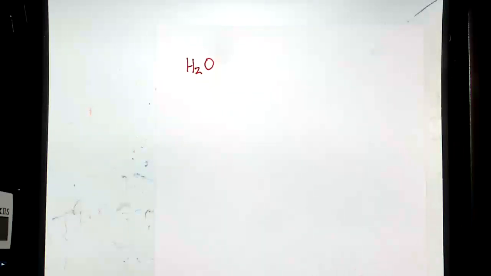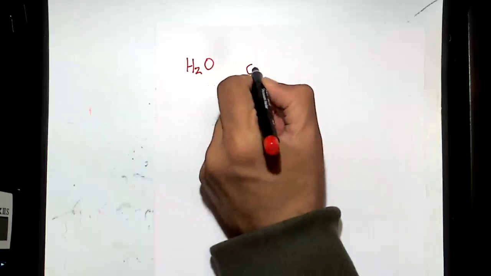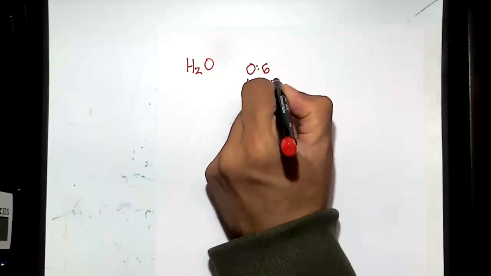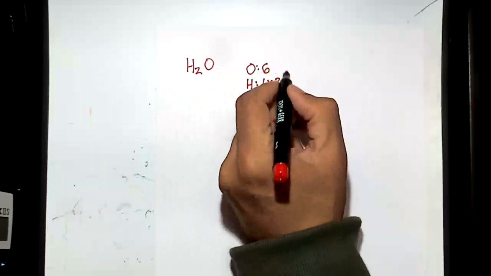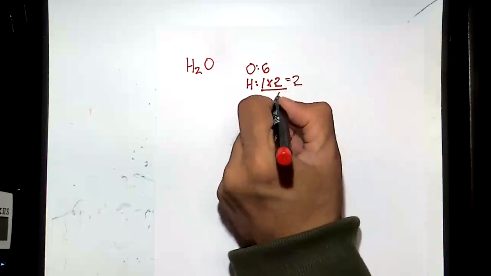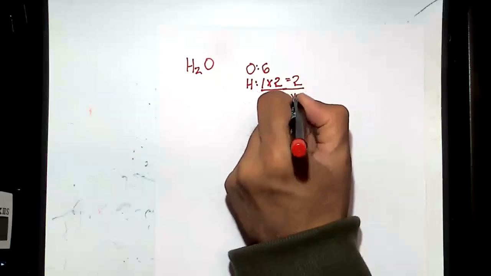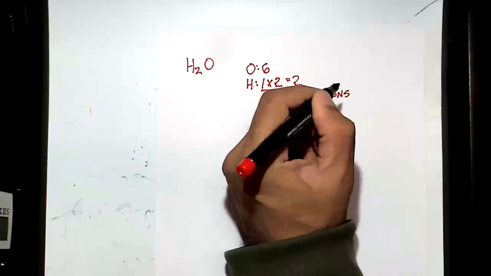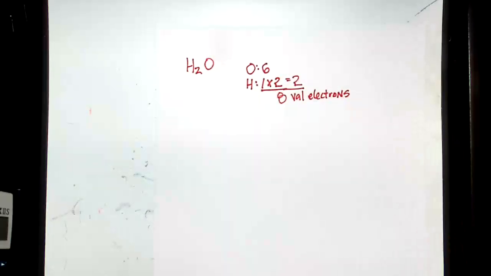All right, how many total electrons do we have to get in water? Oxygen is happy at 6, hydrogen is happy at 1, but we have 2 of those. So our goal is to get 8 valence electrons around the water molecule. So how will we do that?